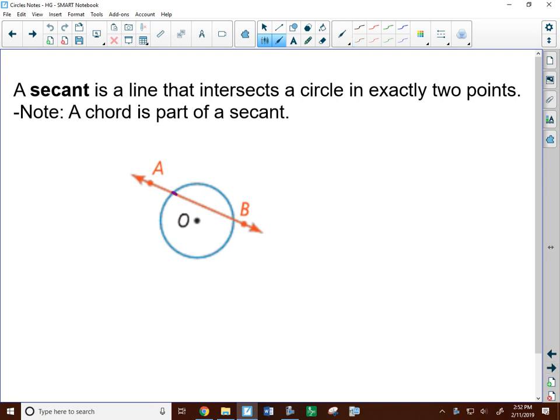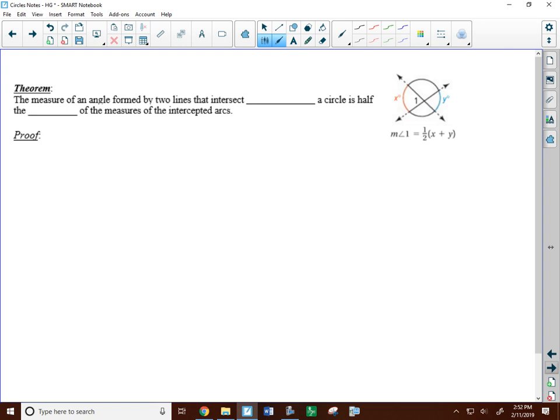You might say, haven't we done that? Well, a chord is part of a secant, but a chord is just a line segment. A secant goes all the way through. I will note that these properties do work for just chords as well. But you'll notice on some of these, when the lines go outside a circle, they have to be secants.